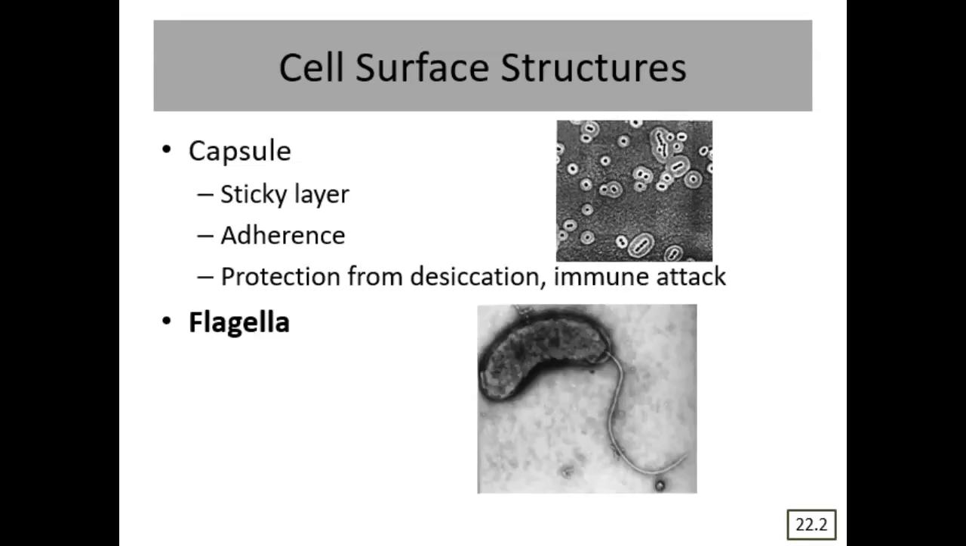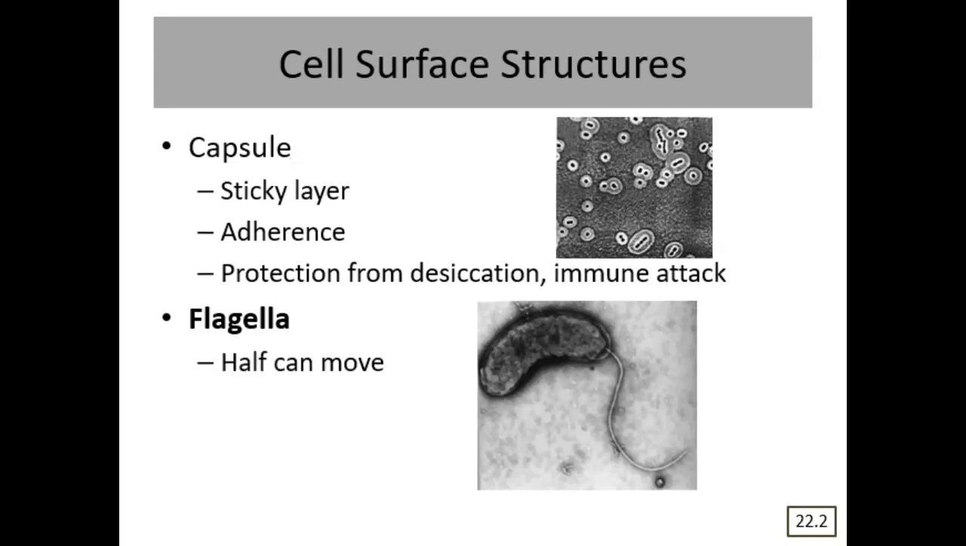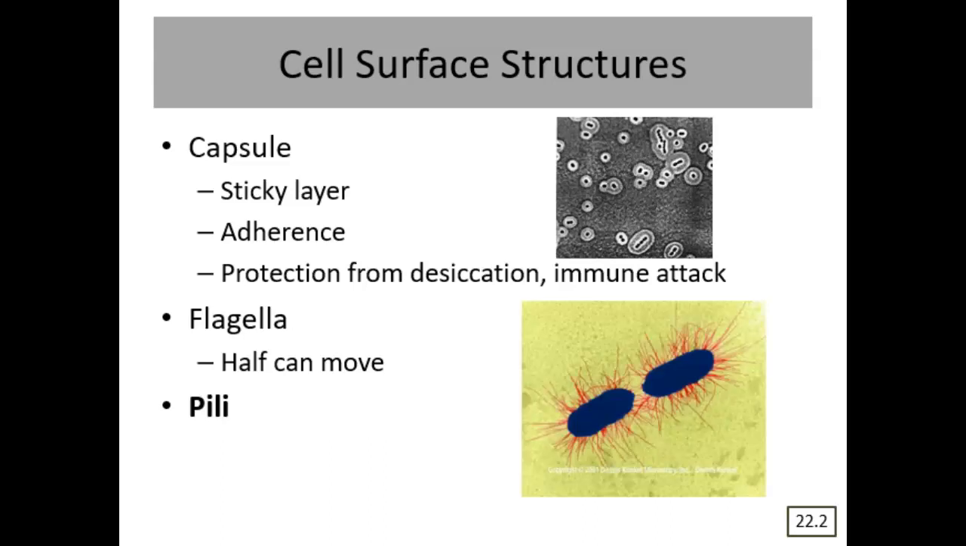The flagellum is used for movement. About half of prokaryotes are able to move, so they can use that to propel themselves. So not all of them can, but those that can do so with a flagellum. They also have these pili, which are these hair-like structures coming off of them, useful for attaching to surfaces, for holding them in place.